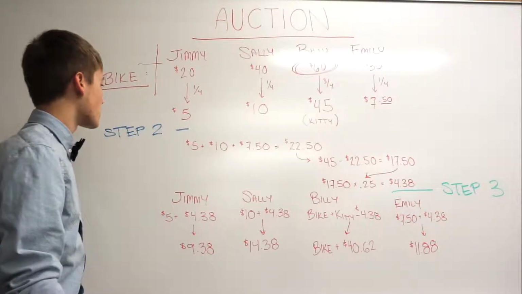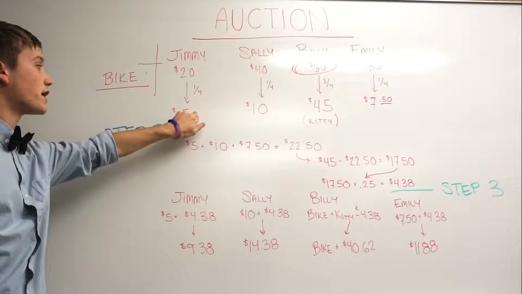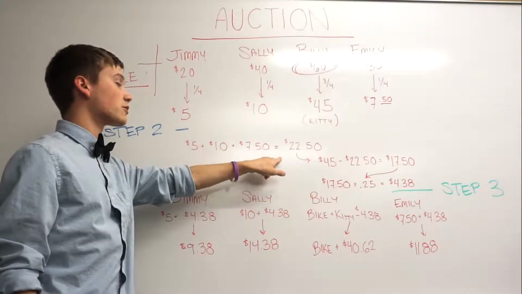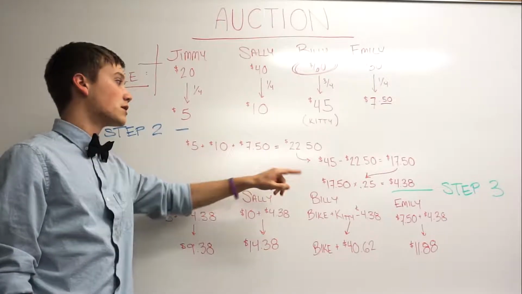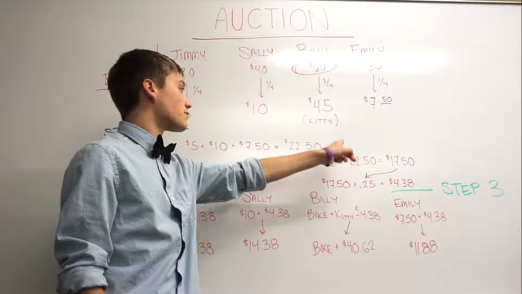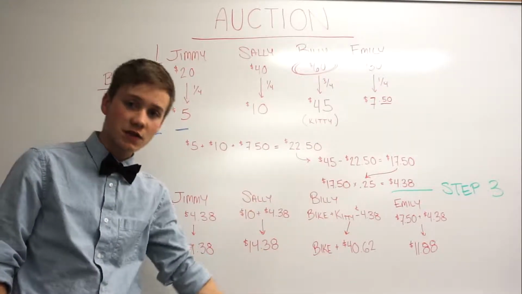So, step 2, what you do is you take the fractions of the bids, so the $5, $10, and the $7.50, and add those all up together to get $22.50. From that, what you do is you use the kitty and then subtract it from that little bid. And then you get a total of $17.50.